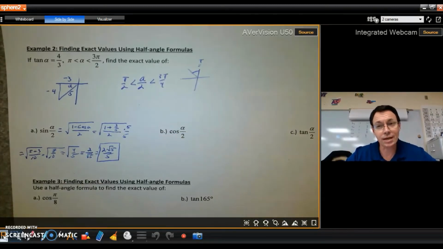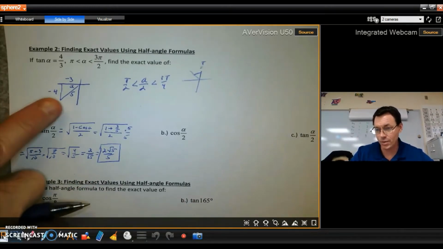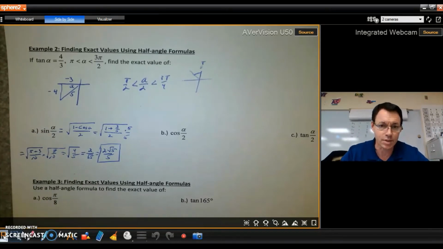Okay, there's a lot of reducing, a lot of little baby steps. None of those steps was very hard, but when you put a whole bunch of them together, it looks like there's a lot going on there. Okay, so that's the sine of the angle that's exactly half the size of the angle they gave us.